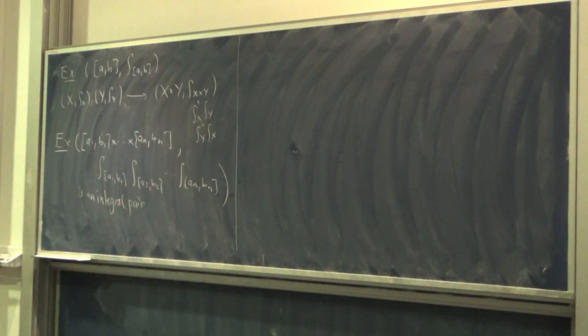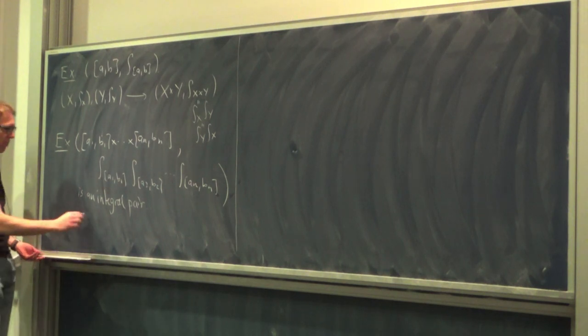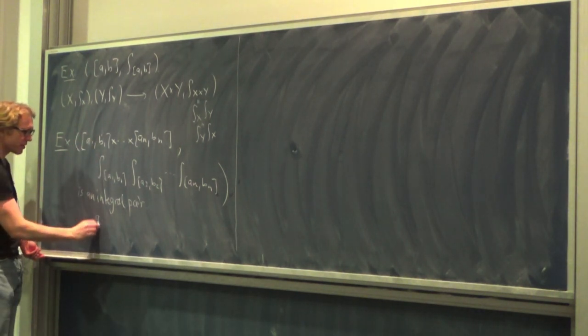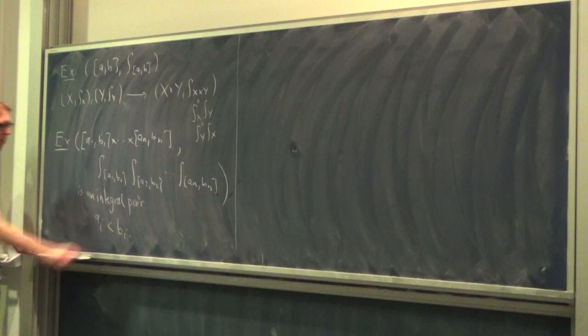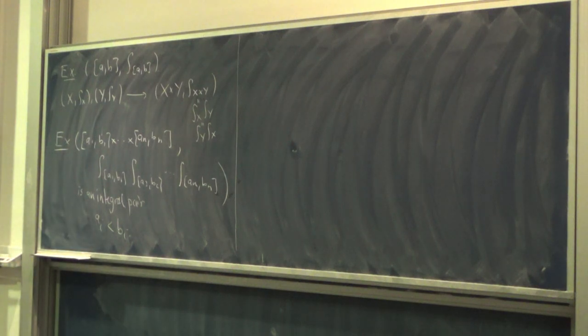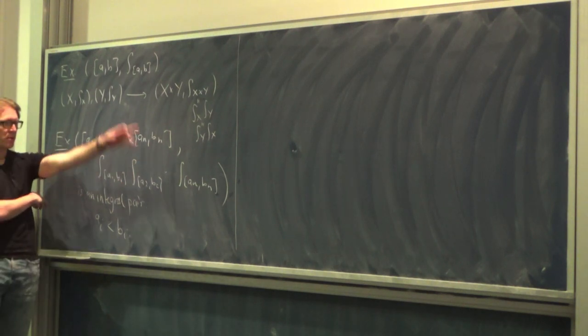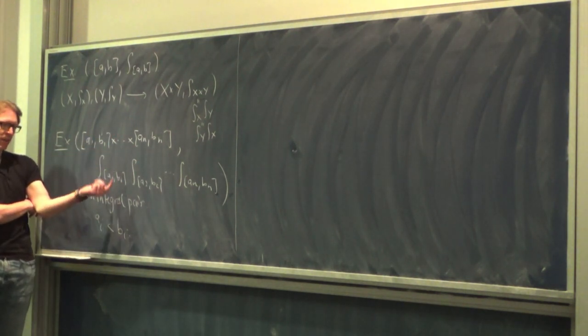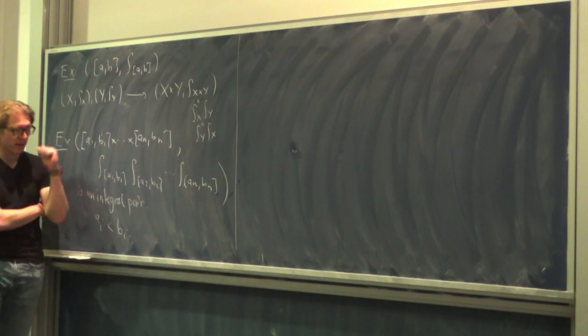on any product of intervals. I want my spaces to be non-empty, so I want x to be non-empty, but I also don't want these to be points, so that should be a strict inequality. Okay, so that product of intervals is a compact space, and then I can put these in any order I like by this Fubini result. So there's a sort of canonical integral over the product of intervals, which satisfies the axioms.